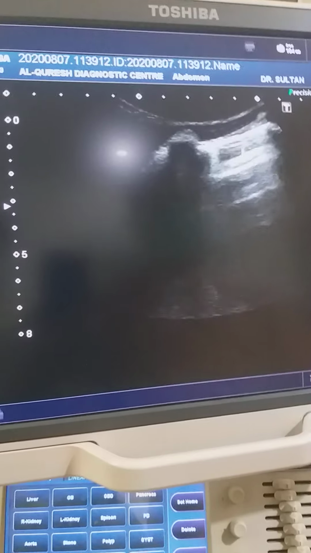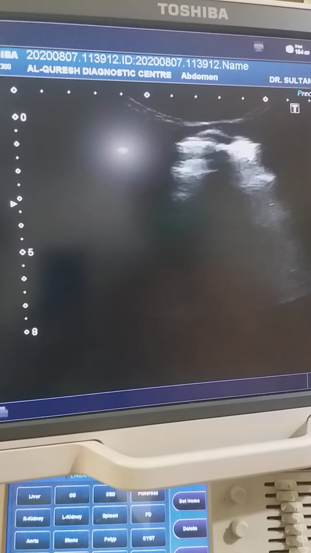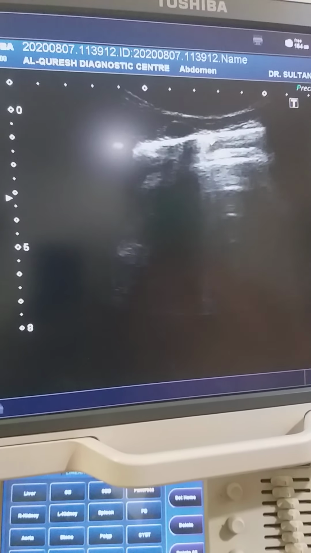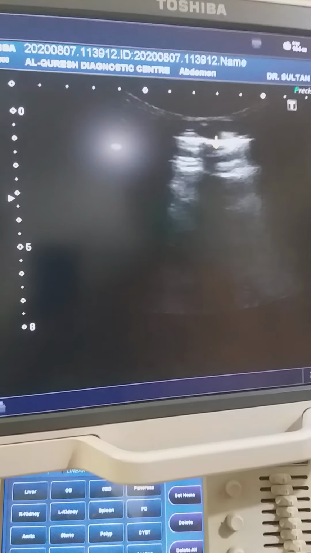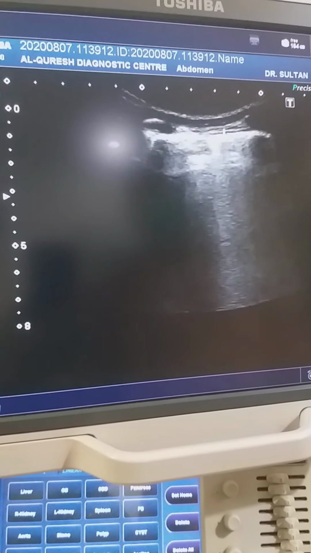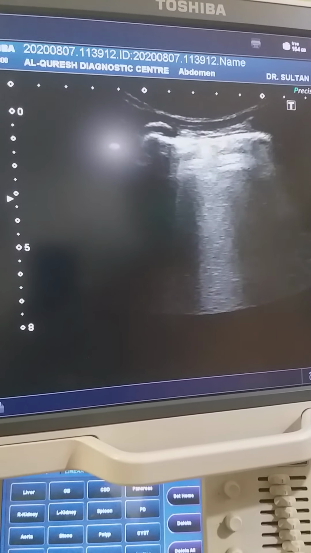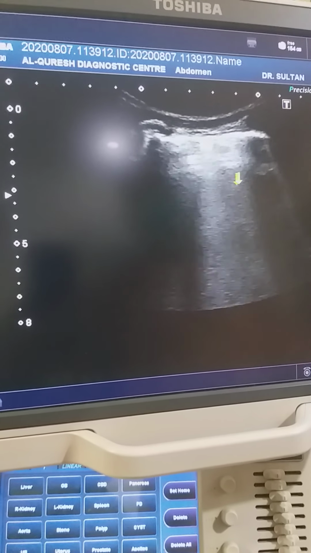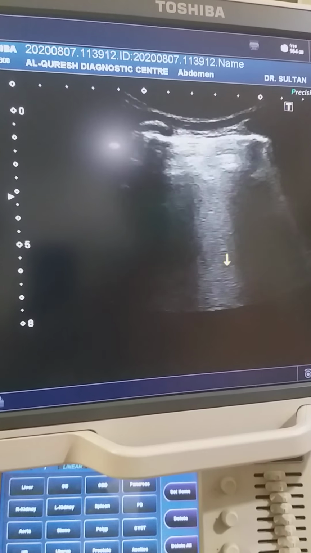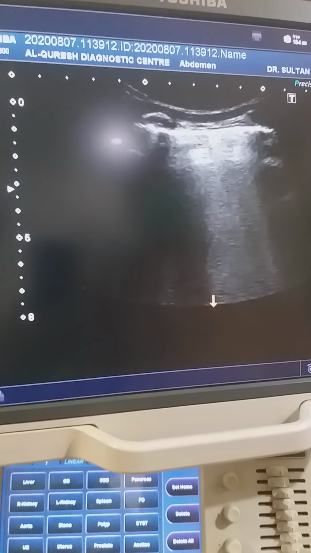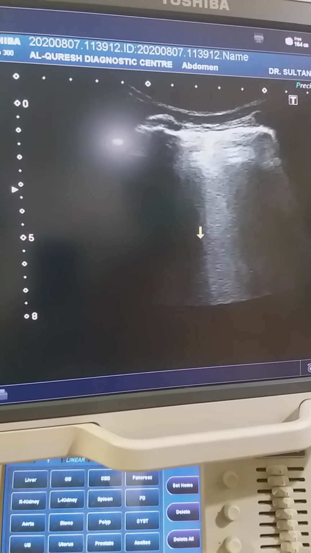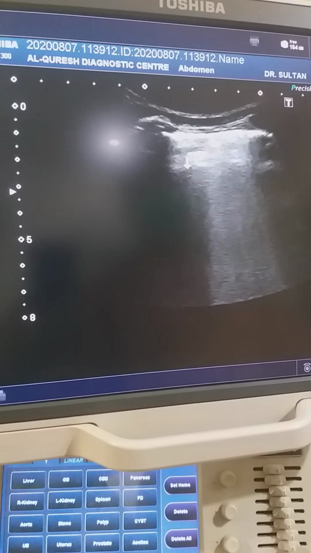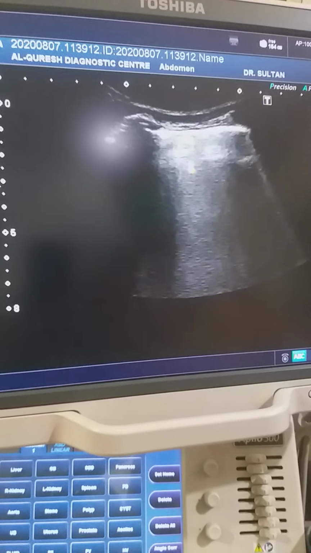So I then move from the upper chest to the lower chest. You can see that B lines are 1 or 2. And when I move in the lower chest, you can appreciate that the B lines are confluent. These are B lines going all the way down to the depth of the screen. And A lines are also present, but they have been obscured by the B lines.